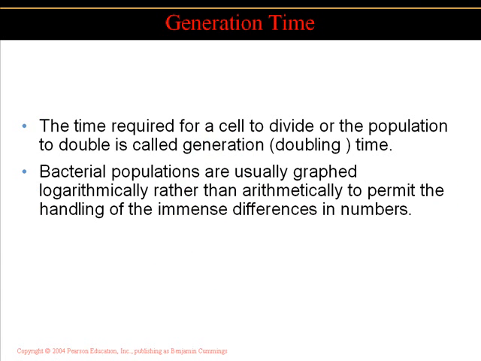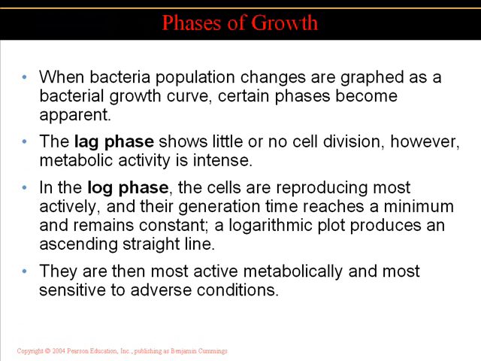Now, the generation time, you need to know this definition. Generation time is the time required for a cell to divide or a population to double. That's referred to as generation or doubling time. Bacterial populations are usually graphed logarithmically rather than arithmetically to allow the handling of immense differences in the numbers. This is important because bacteria typically will grow logarithmically. It means they will grow extremely fast, and so with many bacterial infections that you see, the population has grossly increased in a 24-hour period.